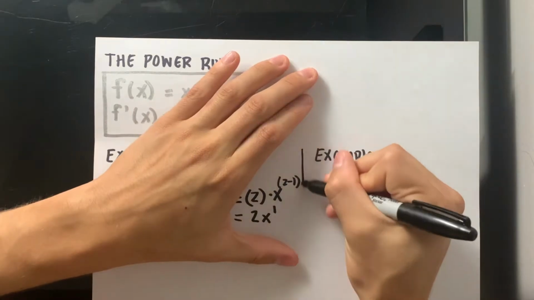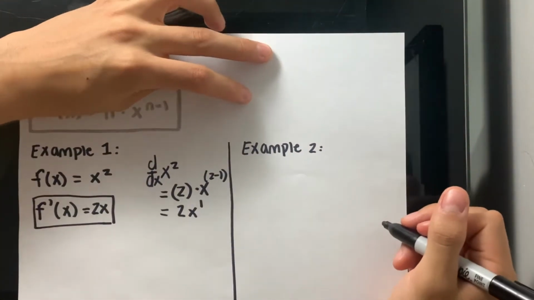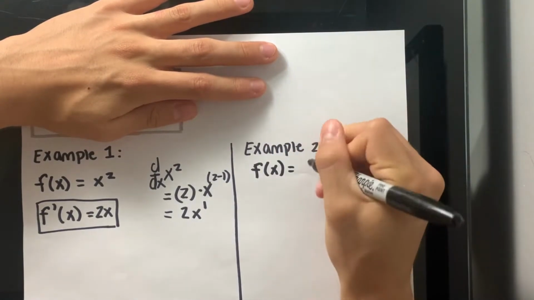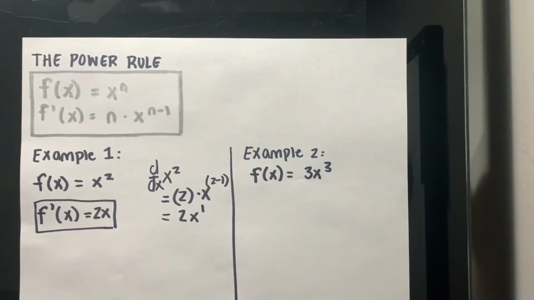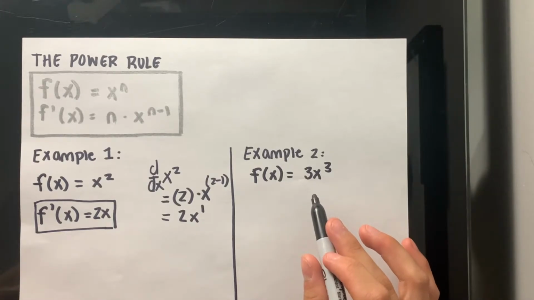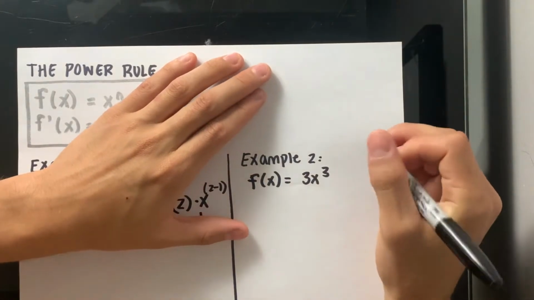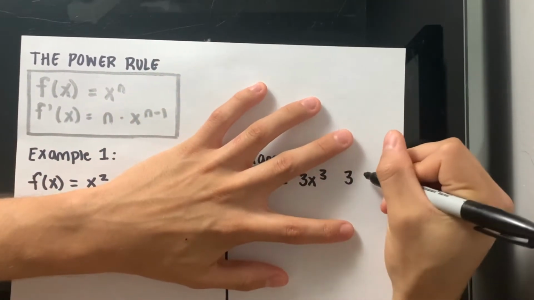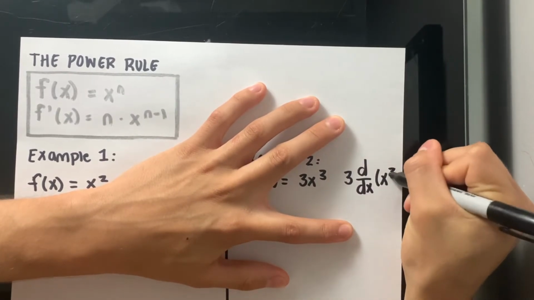Now let's move on to another example. Let's say we have a function f of x is equal to 3x cubed. All right, so if you remember the constant multiple rule, we could actually move the 3 in front. So what we're going to do here is bring the 3 outside, and we're going to go d over dx of this function, x cubed.